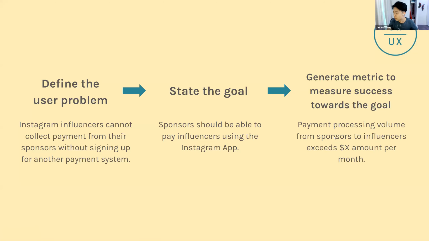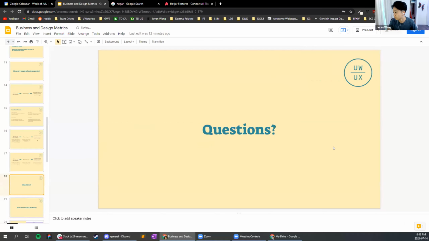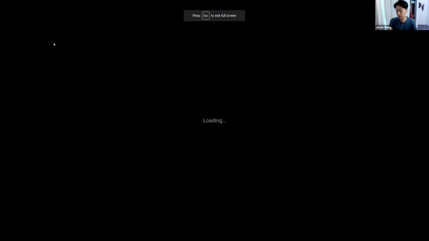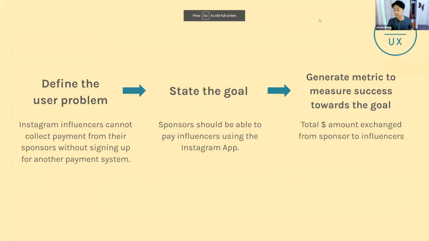You know what? I need to go back to my own slide here. This is not particularly understandable. Total amount exchanged from sponsors to... I'm just going to change this right here. Oh, whoops, sorry. That's actually, I like that phrasing a lot more. Yeah, so total amount exchanged from sponsors to influencers in total.